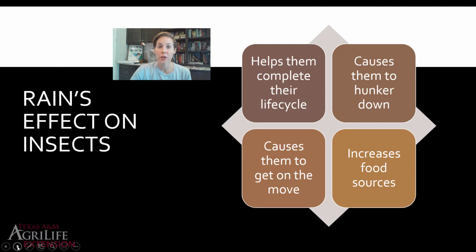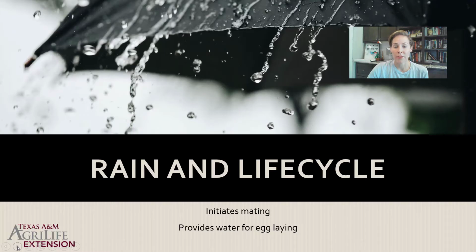If they are a plant feeder, a nectar, or a pollen feeder, then of course those plants are able to produce more, to grow and have nice juicy leaves. And so it increases the food source, which will help out the overall population of that insect species. The way that rain may affect the life cycle of an insect is that it could initiate them doing a mating swarm, or it might provide them with a water source which is necessary for them to lay their eggs.